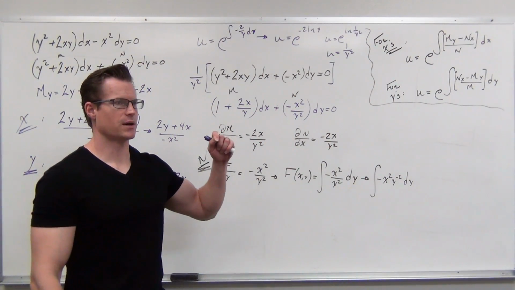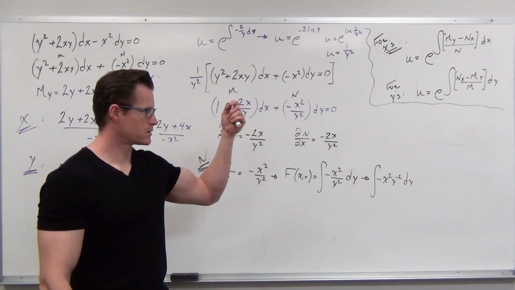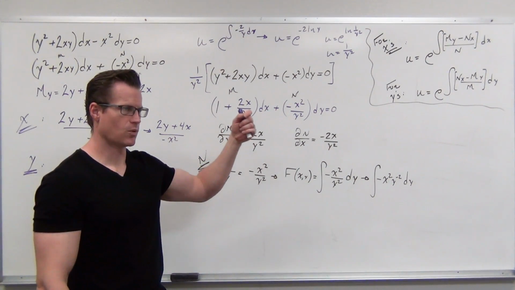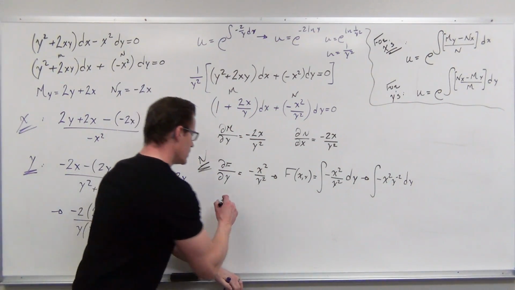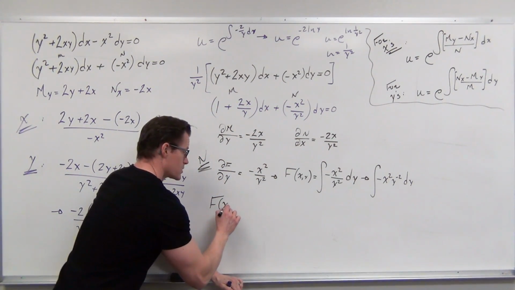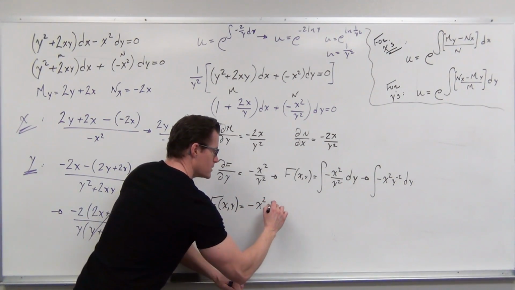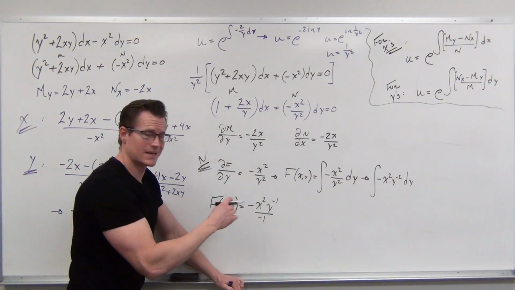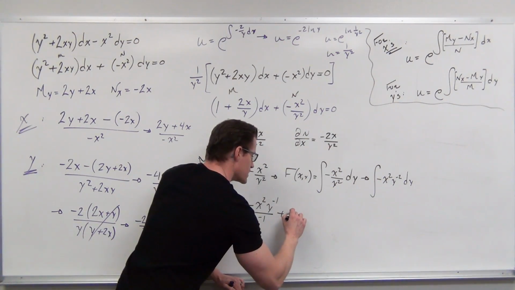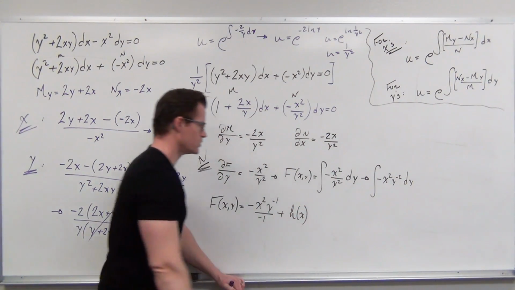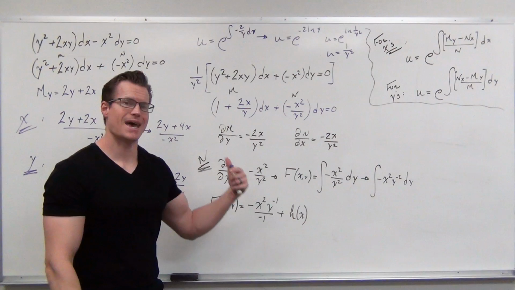Let's see. We add 1, so that would be negative 1 divided by the new exponent of negative 1. So our function is going to look like this. We're going to have negative x squared y to the negative 1 over negative 1. We're going to clean that up, of course, but we do have a constant. We do have a constant in terms of x.